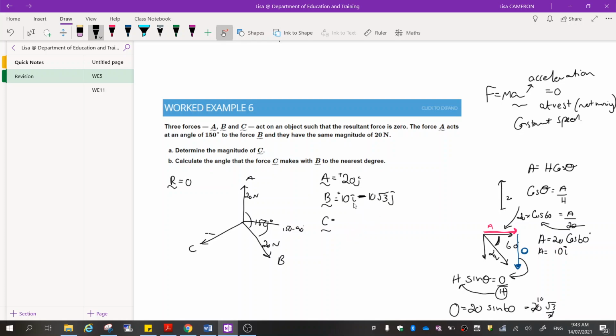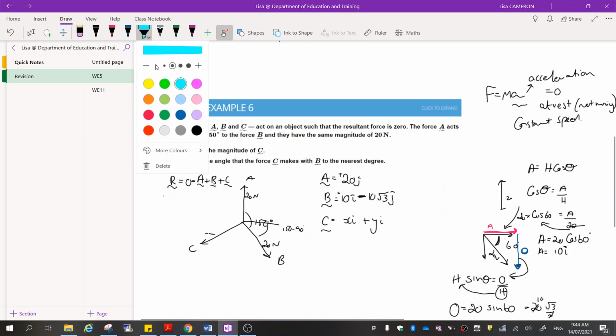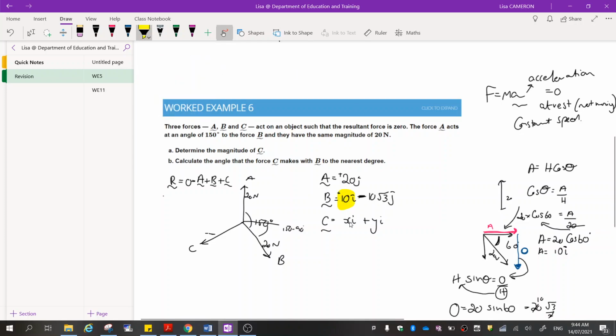Okay, so we've worked out A, we've worked out B. Now we can start to work out C, because we know that this has a resultant force of 0. What that really means is that the resultant force equals 0, which means that when I add together all of our vectors, it should equal 0. So we're trying to work out this. All I have to do is the same steps from before. I'm going to be grouping my i components together and letting them equal 0. So 0 equals xi plus 10i, so xi equals minus 10i.